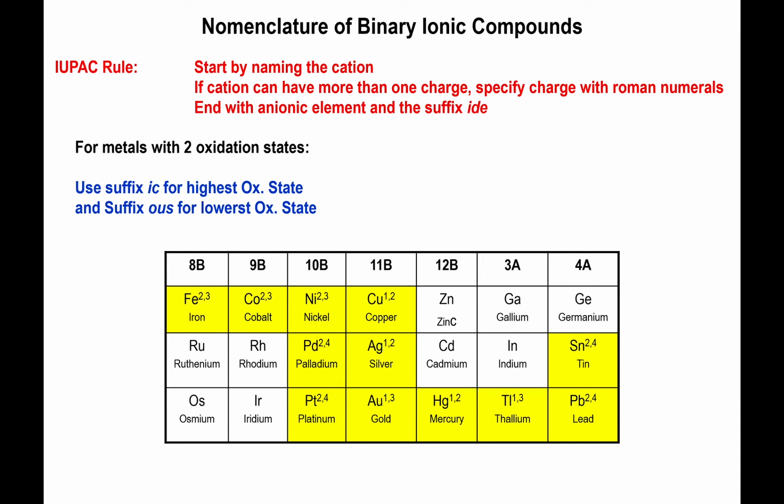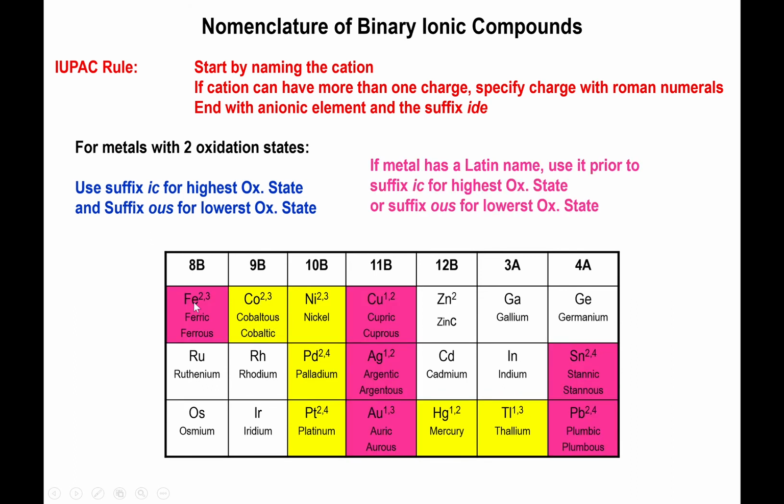Alright, now for some of these elements, you could use the suffix "ic" and "ous", like for cobalt. If you were dealing with a 3 plus charge, you could call it cobaltic. If you were dealing with a 2 plus charge, you could call it cobaltous. But some of these elements, especially the ones for which the name of the element doesn't line up very well with the symbol of the element, that's because they have Latin names. And in terms of using the "ic" and "ous" ending, you're going to have to use the Latin name. So iron, if you are to use "ic" and "ous", you have to call it ferric or ferrous.